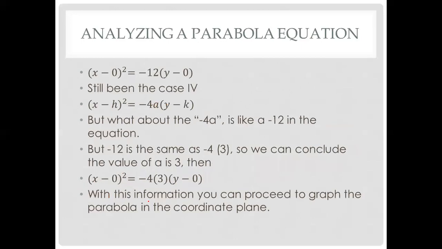Knowing that, this is still the fourth case, we see that this negative 12 is like our travel. I mean, we want to have something like minus 4, and then the a. What's going to be the value of a? Okay, a is the negative 12 in the equation, like I told you. Negative 12 is the same as negative 4 times 3. So instead of negative 12, we're going to write minus 4 times 3.